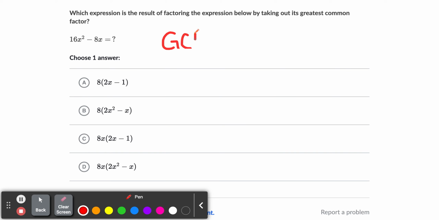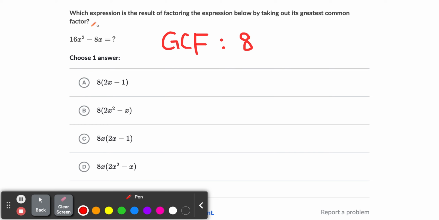GCF, okay? So if I look at these two terms, I have a 16x squared and an 8x. It's subtracting 8x, but 16x squared and an 8x. So there are two things being multiplied: 16 times x squared and then 8 times x. So we can break it down to factors. We can work with strict numbers and then also variables. So if I just look at the 16 and the 8, the greatest common factor between those two should be 8. Right, 8 goes into both of them, and it's the biggest one I can.